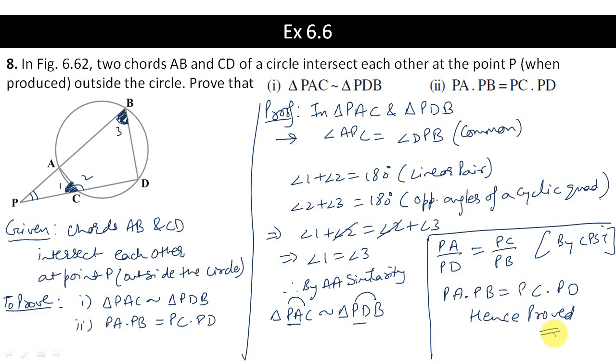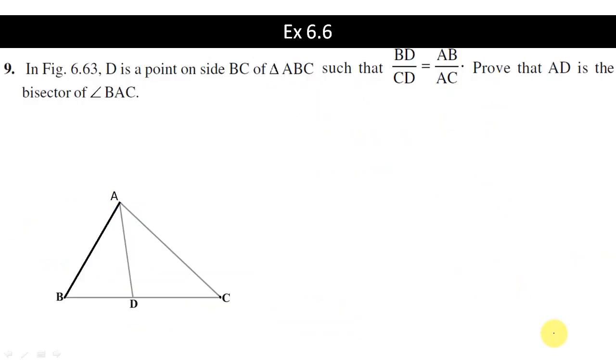Moving on to the next question. Question number 9. In figure 6.63, D is a point on side BC of triangle ABC, such that BD upon CD is equal to AB upon AC. So we are given that BD upon CD is equal to AB upon AC. This we are given, and we have to prove that AD is the bisector of angle BAC.